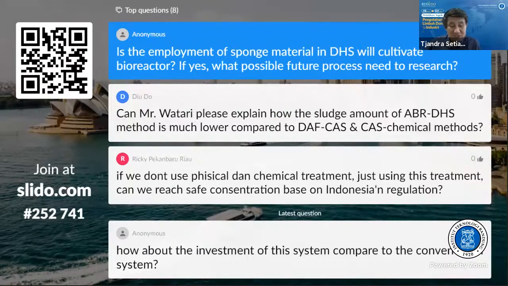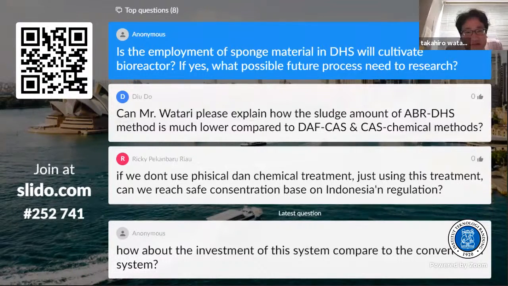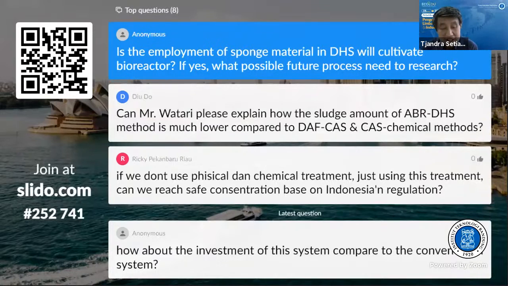So, the question is about the employment of sponge material in the DHS. Probably you explain about the DHS first. Then, what will be the possible future application in the research? So you explain what the DHS is all about, and then what the possible research in the future is.